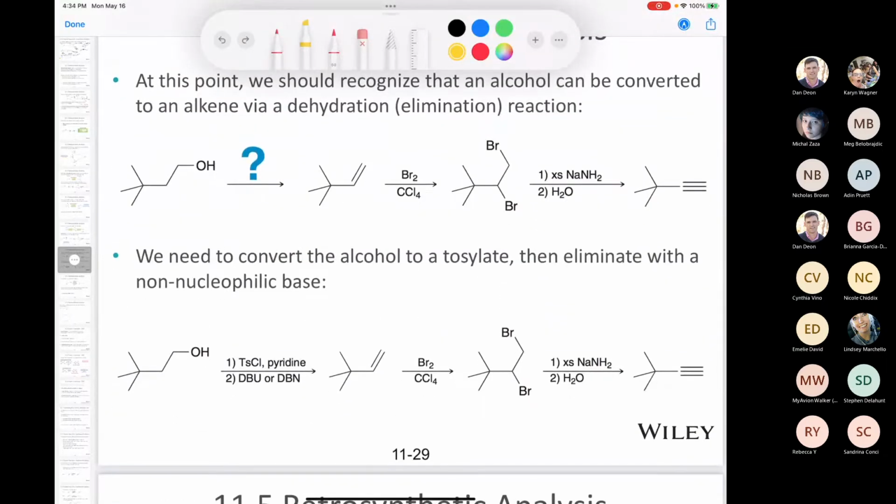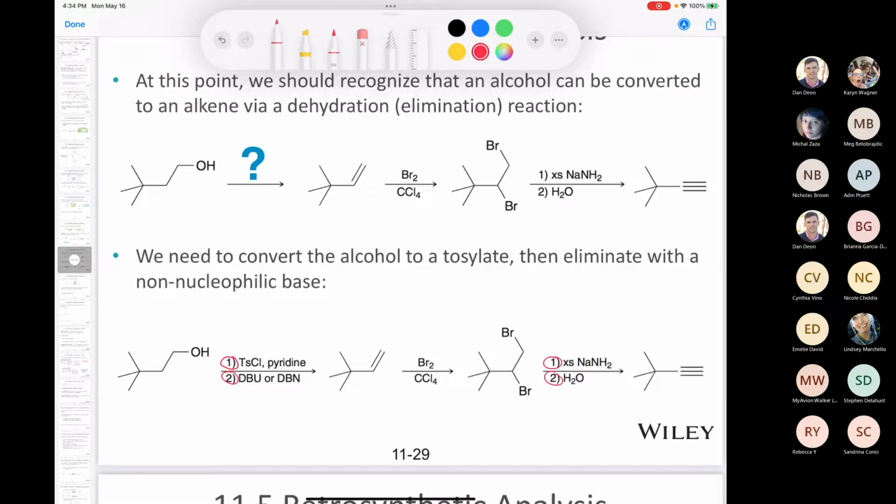We're going to take that alcohol, convert it to a good leaving group with tosyl chloride and pyridine, followed by treatment with a hindered base like DBU or DBN. I'd accept T-butoxide as well. That gives us the Hoffman alkene. Now you can do the dibromination, followed by the double elimination and the protonation, and you're done.